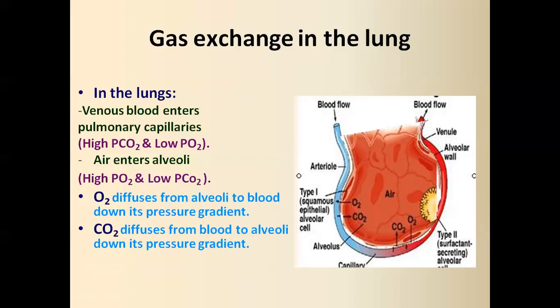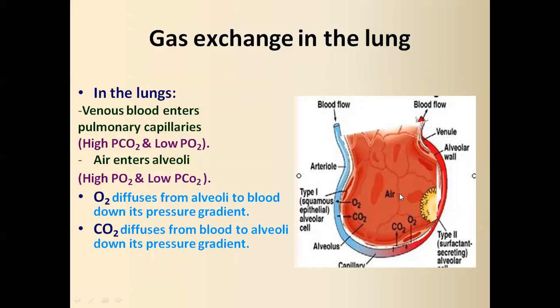The partial pressure of oxygen within the alveolar surface is approximately 104 millimeter of mercury, which is actually equal to the barometric pressure.